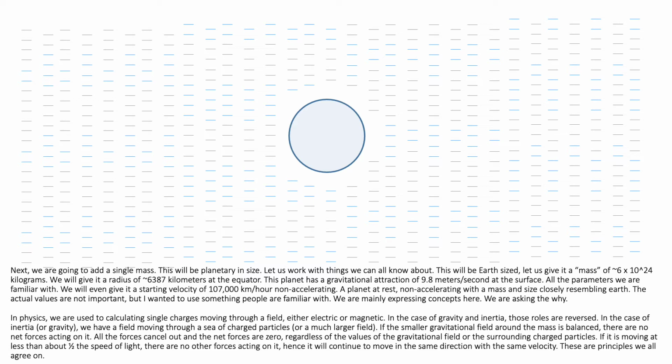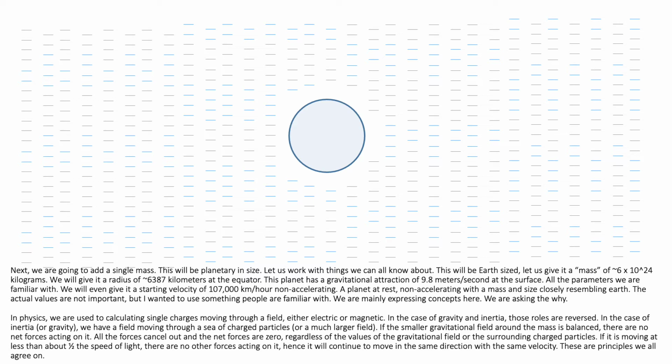Let us work with things we can all know about. This will be Earth-sized. Let us give it a mass of 6 x 10^24 kilograms. We will give it a radius of 6,387 kilometers at the equator. This planet has a gravitational attraction of 9.8 meters per second squared at the surface. All the parameters we are familiar with. We will even give it a starting velocity of 107,000 kilometers per hour non-accelerating.